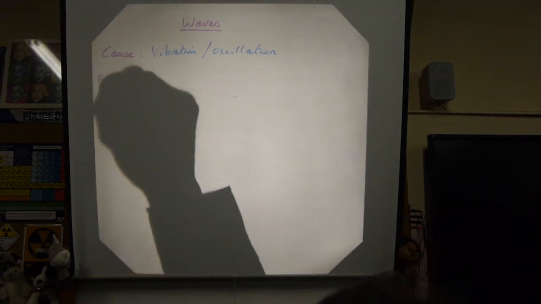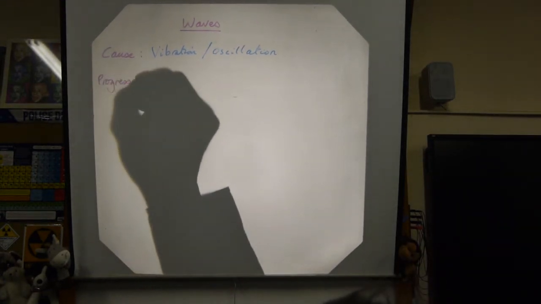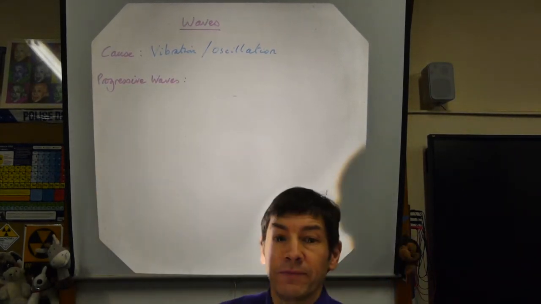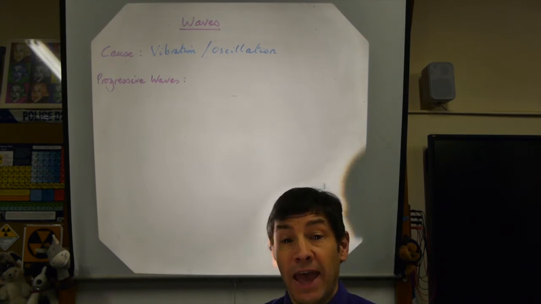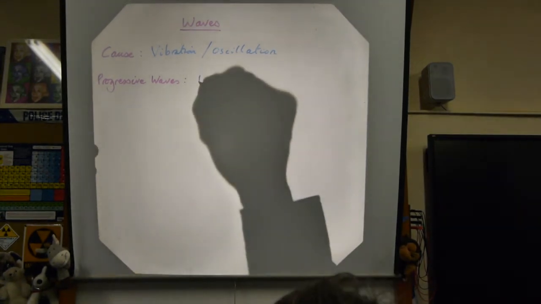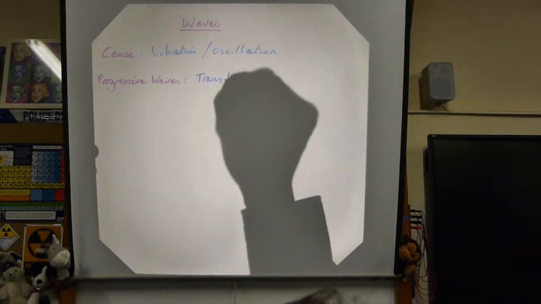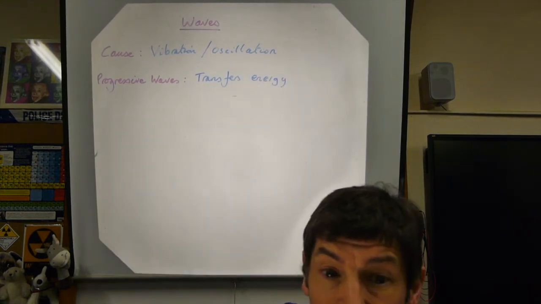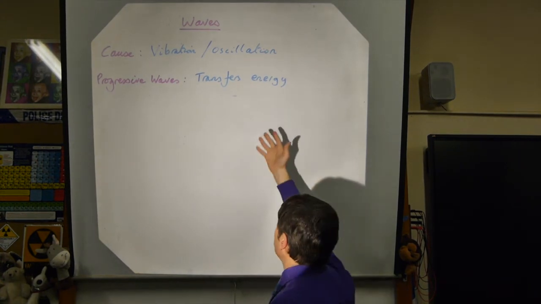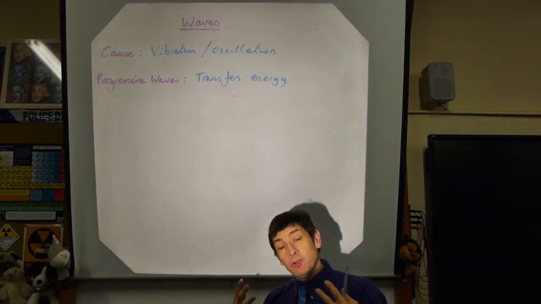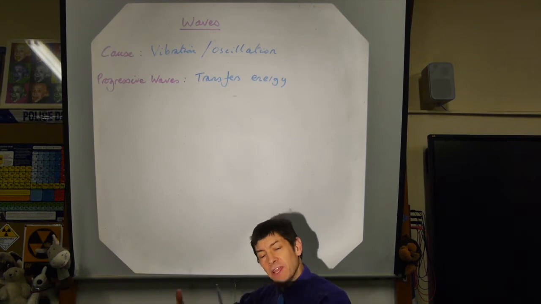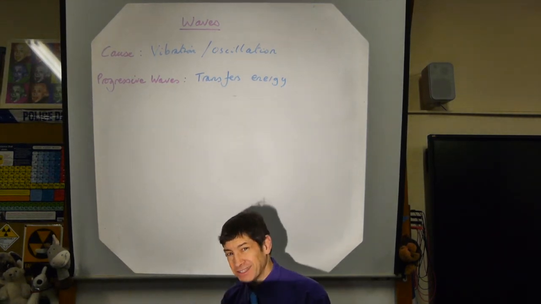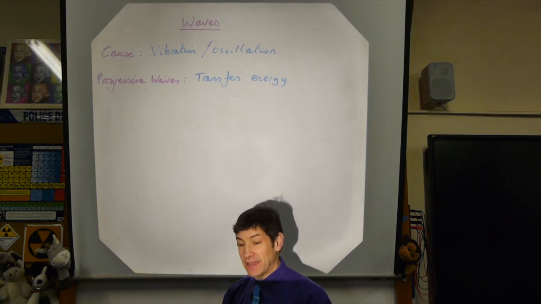So the progressive wave transfers energy. That's its job, really. Now, the really important thing about this is that the progressive wave, the wave that's traveling through space, transfers energy from one place to another, but it doesn't transfer matter.